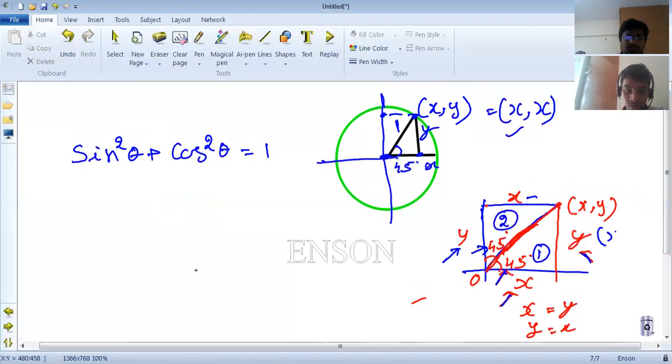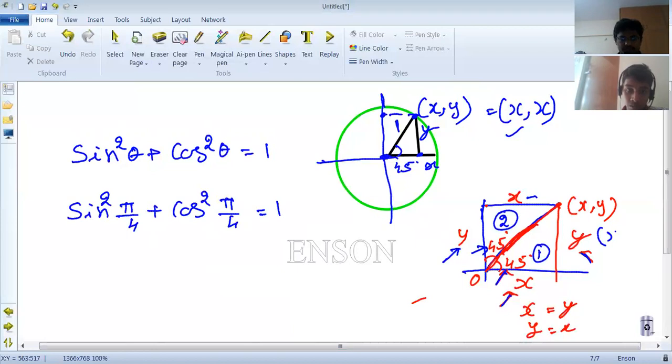Now plug the theta value into this formula, the Pythagoras identity we can say. So 45 degrees, I'm writing in the format of radians, which will be sine square of pi by 4 plus cos square of pi by 4 is equal to 1. Correct? Yeah. Now, since sine and cosine are equal, we can say sine is equal to cosine.